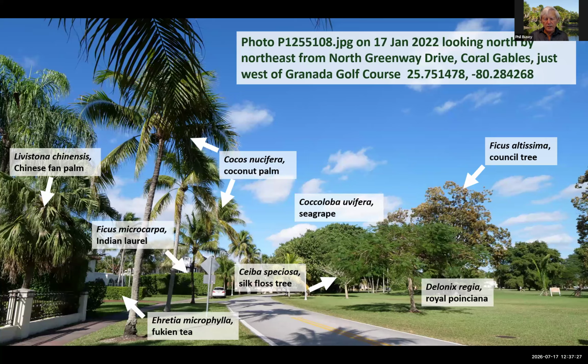Ceiba speciosa, silk floss tree, nothing remarkable of that until you get up close and you'll see the thorns on the trunk. Coccoloba uvifera, that's easy to see from a distance because it has these large plate-like leaves.